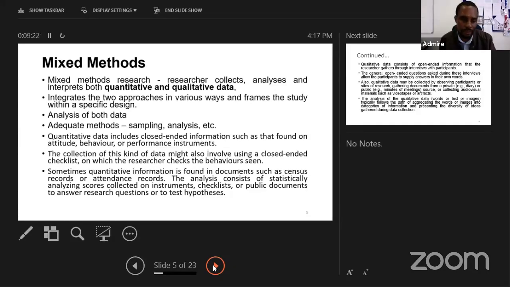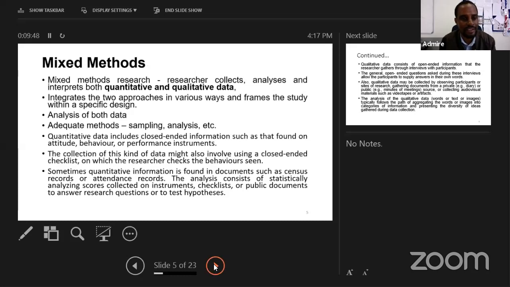You can use both quantitative data analysis tools and qualitative data analysis in that study so that you can understand the problem. But again, you also need to use specific and adequate methods at the level of sampling, but also at the level of analysis.